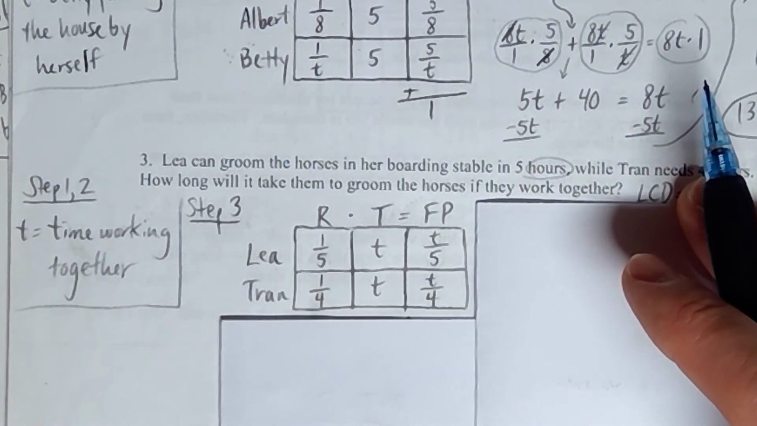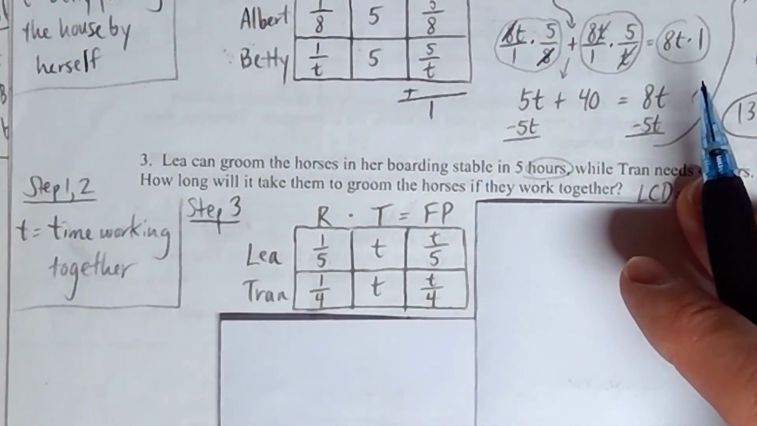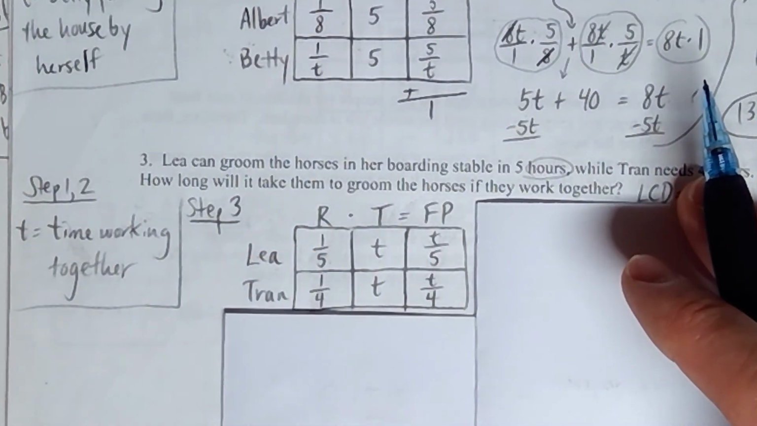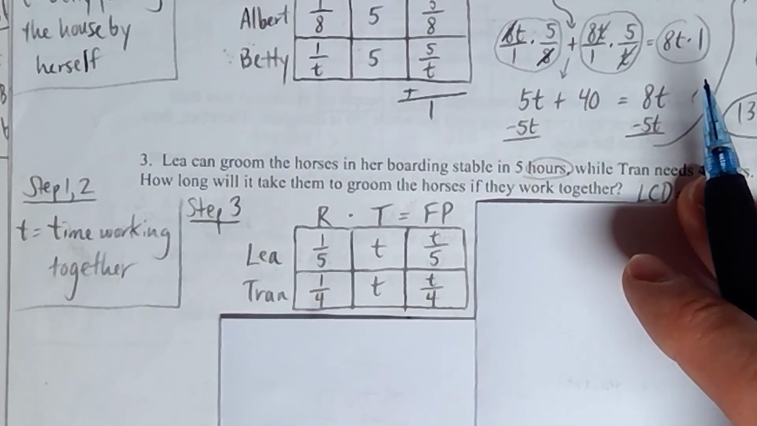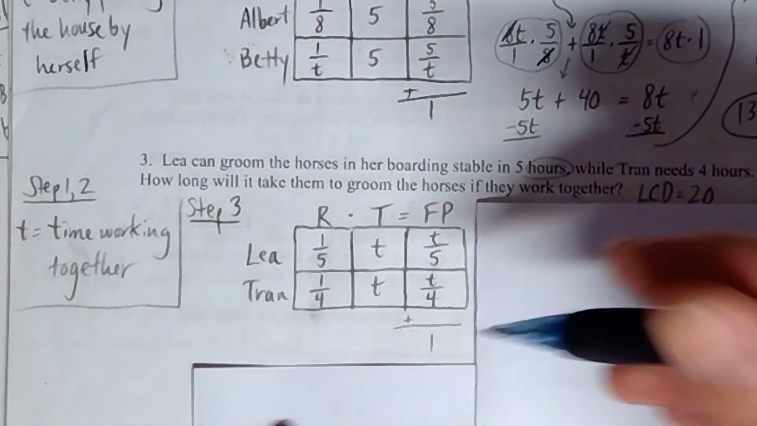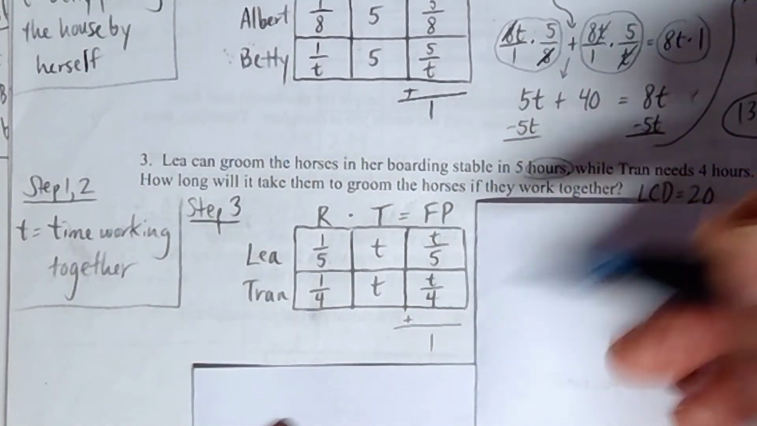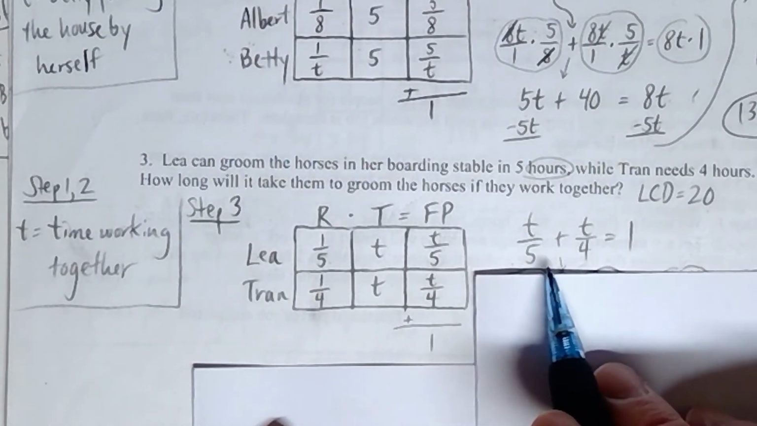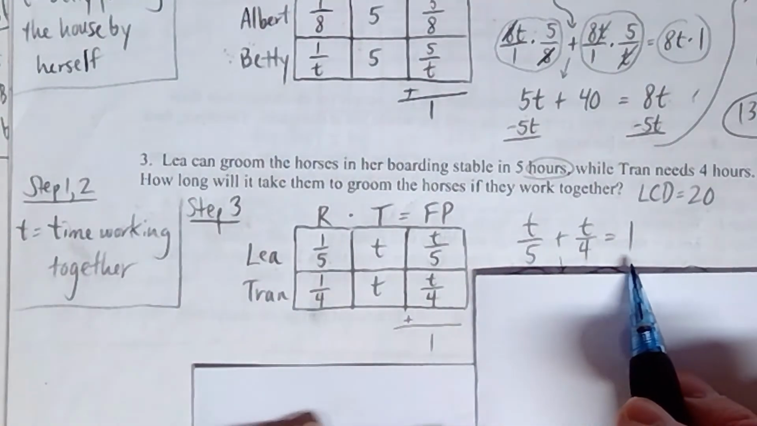We then realize that since this is a problem where two people are working together with this setup here, RT equal to FP, the way that we set up our equation is to have the last two boxes in the last column add up to 1. And that's where I get this equation right here. T over 5 plus T over 4 equal to 1.